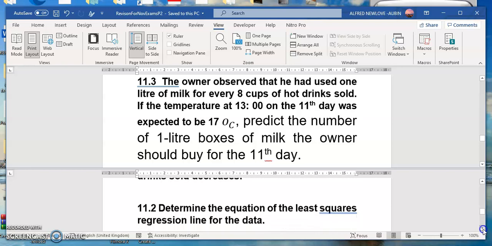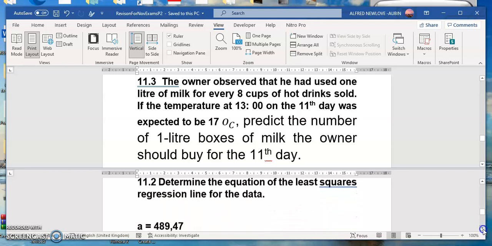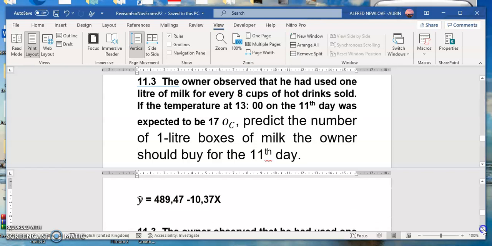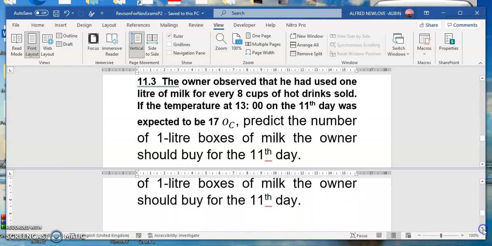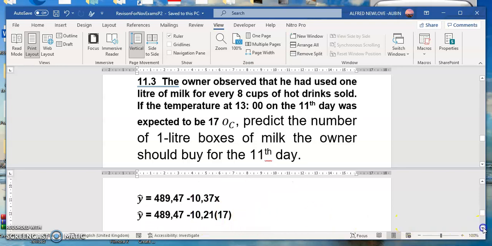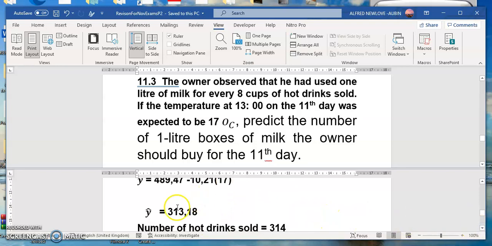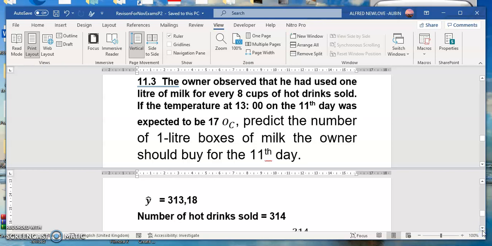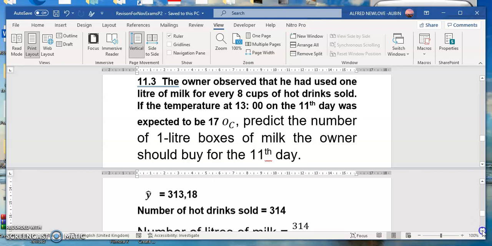If you have any issue, you can send me a message. All right. Okay, so here our least square regression line is this. We substitute it there, then we get the y value. All right, we've gotten the y value. So the number of hot drinks, we have calculated the number of hot drinks sold at that 11th day.